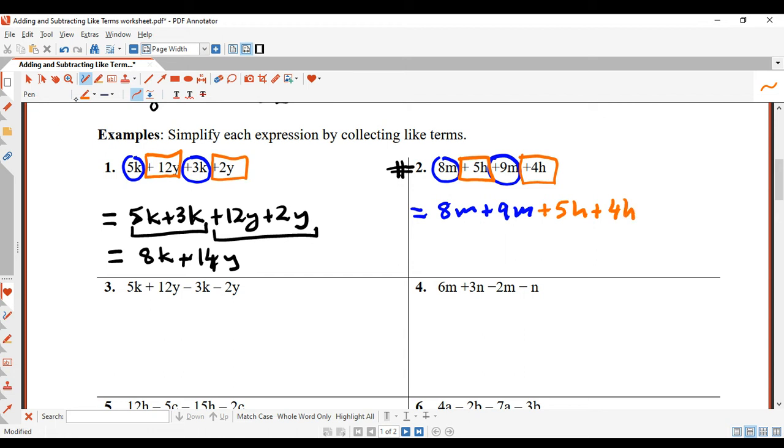All right, now simplify the pairs of like terms. So 8m plus 9m is 17m. And then positive 5h plus 4h is plus 9h. So that's your answer.